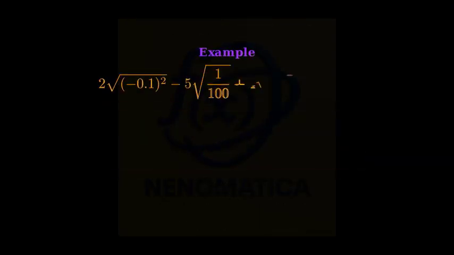We need to solve the expression 2 times the square root of negative 0.1 squared, minus 5 times the square root of 1 over 100, plus 4 times the square root of 0.25, minus 7 times the square root of 0.09.